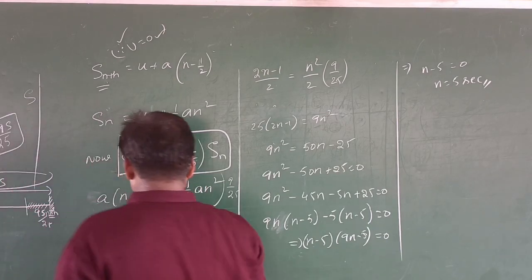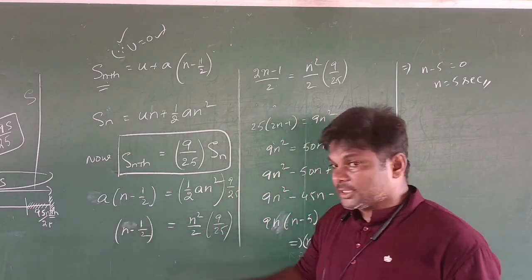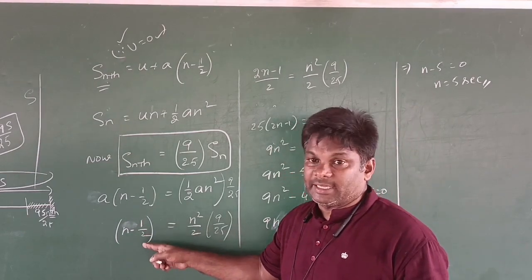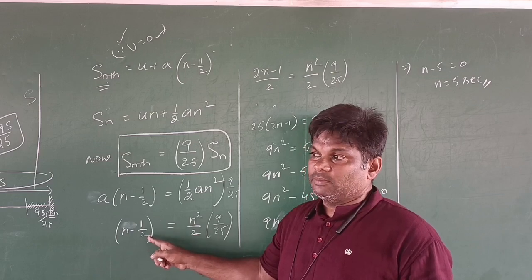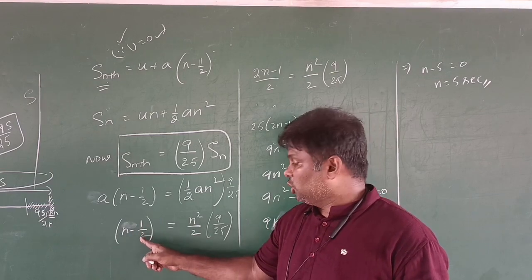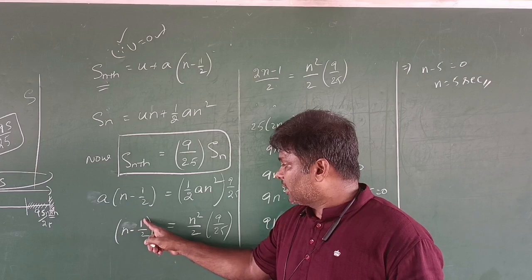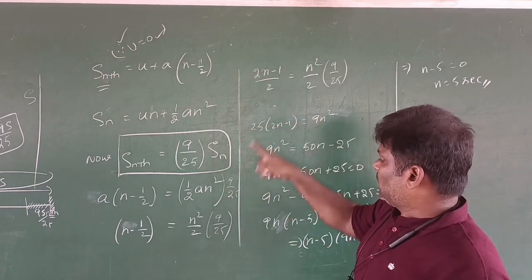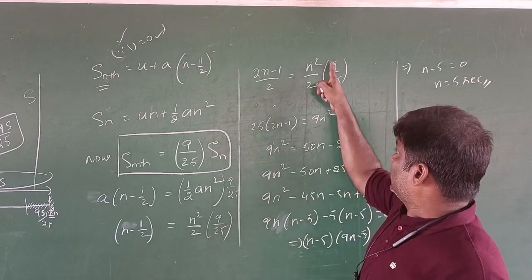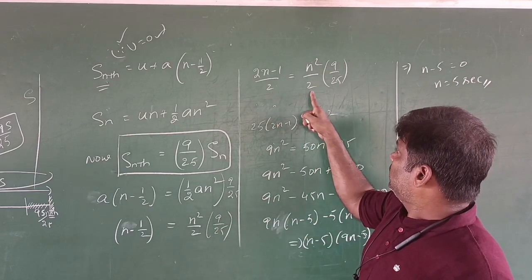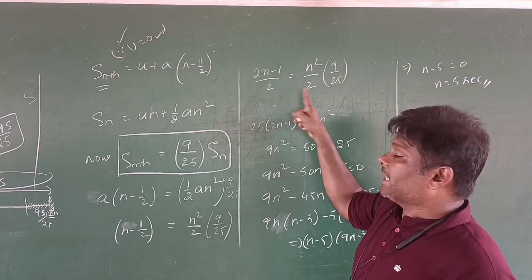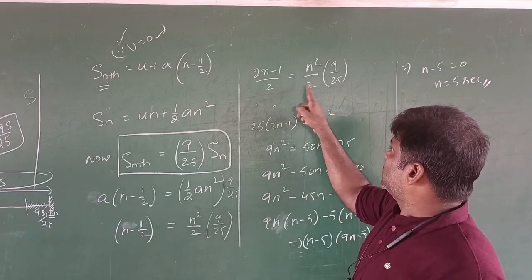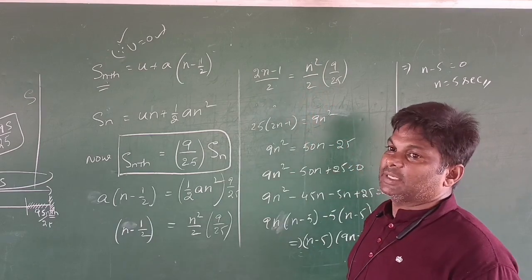Now, a small simplification in mathematics. You can write n minus 1 by 2 as 2n minus 1 by 2. By taking the LCM for these two terms, you will get 2n minus 1 whole divided by 2. So 2n minus 1 by 2 is equal to n square by 2 into 9 by 25. On both sides, you have 2 in the denominator. You can cancel this 2 with this one, and then do cross multiplication.